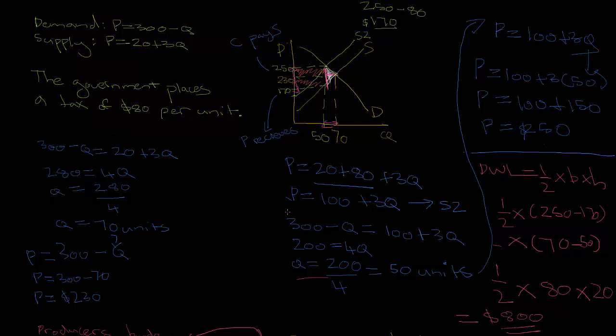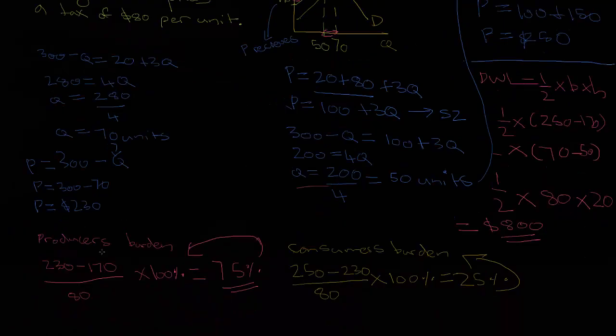So the steps are: first you find the original equilibrium quantity and original equilibrium price. Then you find the new equilibrium price and new equilibrium quantity. Then you find the proportion borne by the consumer and the producer. You do the calculations to find the percentages, and then you calculate the deadweight loss.